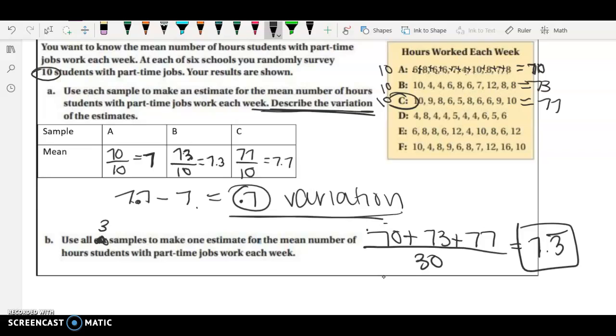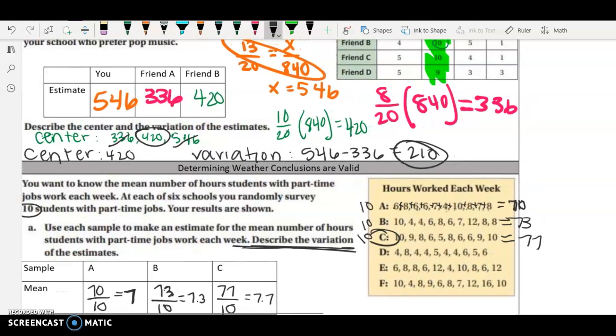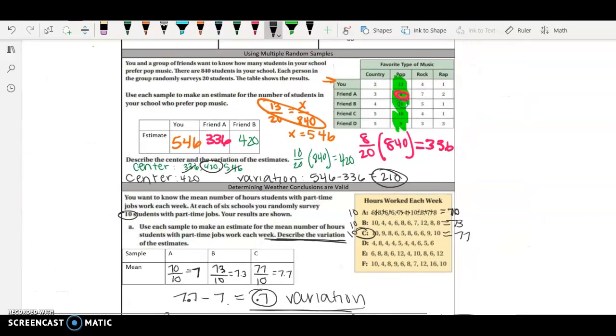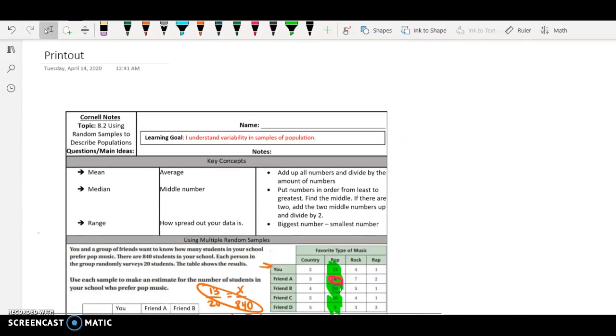So our mean is adding them all up and dividing by the number of numbers, and then our variation is finding the big minus small, our range, and when we had to find the center, that was finding our middle number. So that is 8.2.